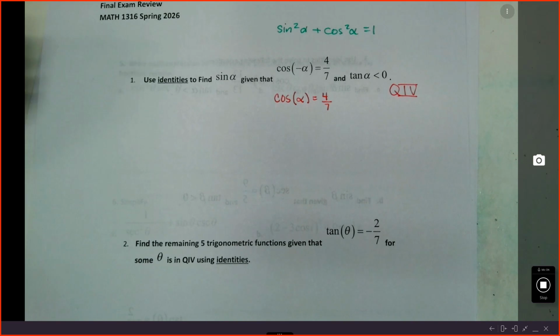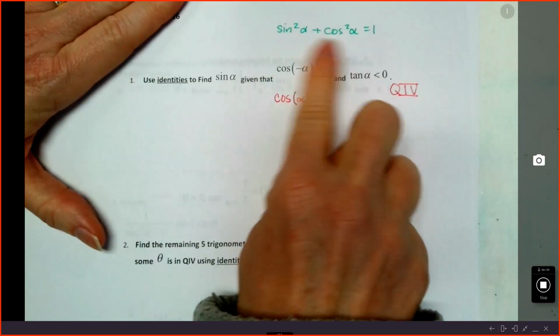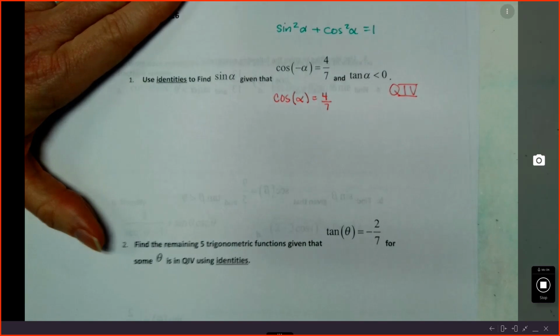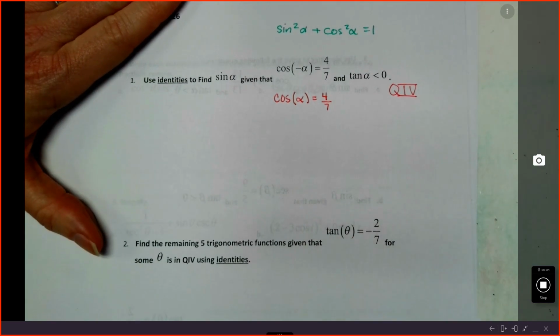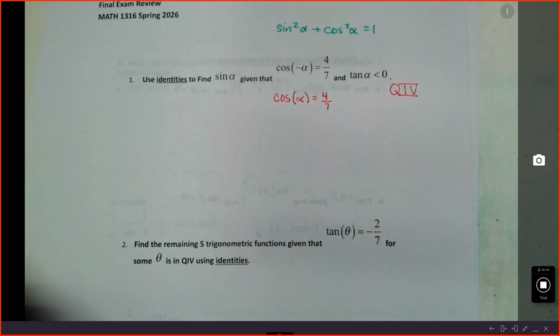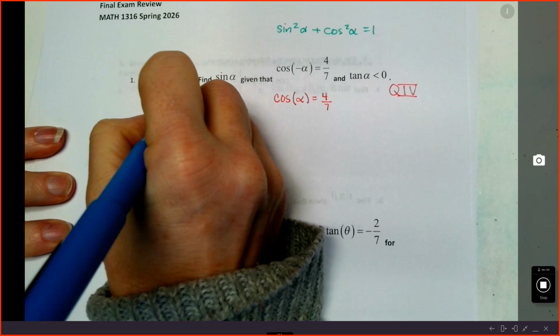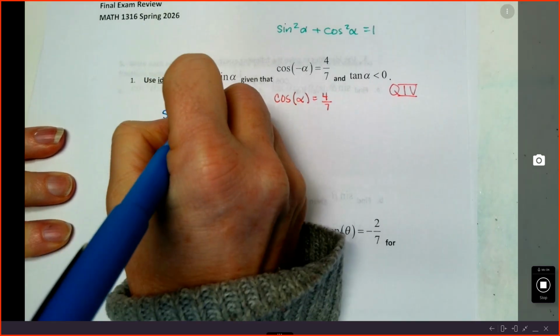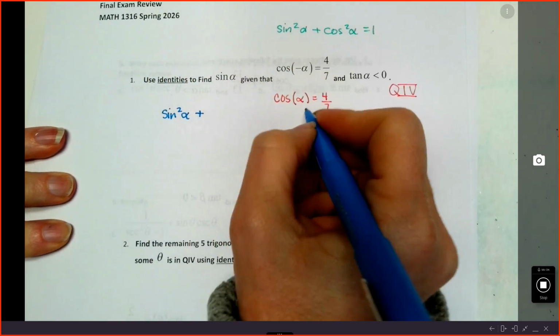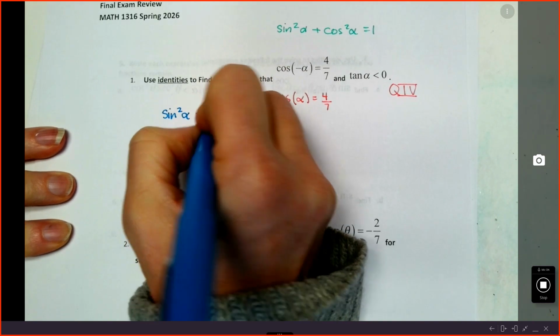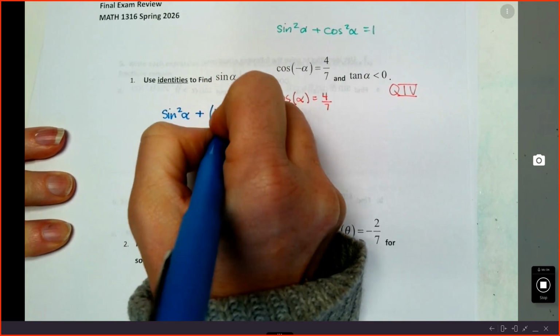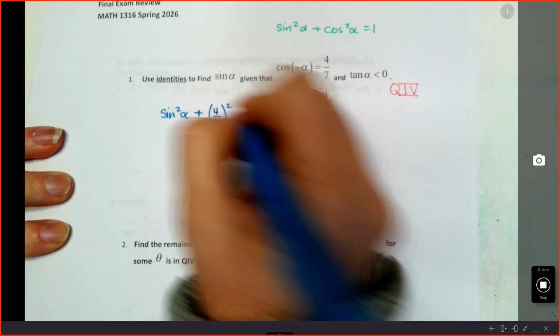All right, so now I am using this identity because they told me I had to use an identity. Otherwise, I would just build a triangle. But since they told me I had to use an identity, I'm plugging into this identity and I'm looking for sine. So sine squared alpha plus cosine squared alpha. Well, I know cosine is 4/7, so I'm just going to put in 4/7 instead of cosine and square it.